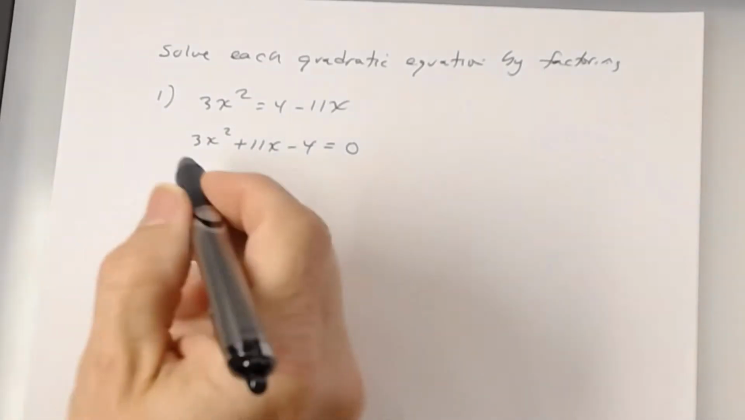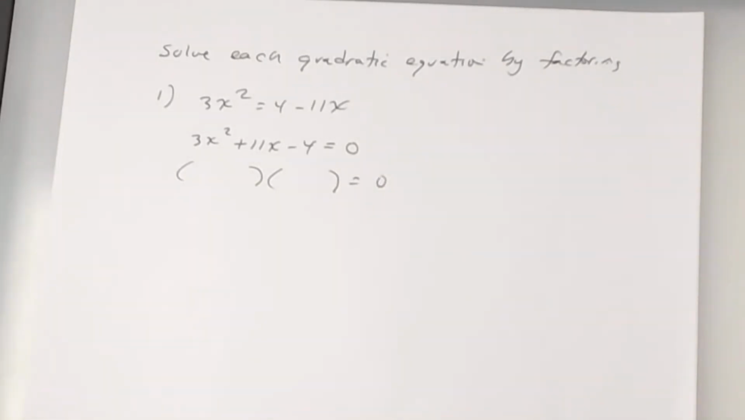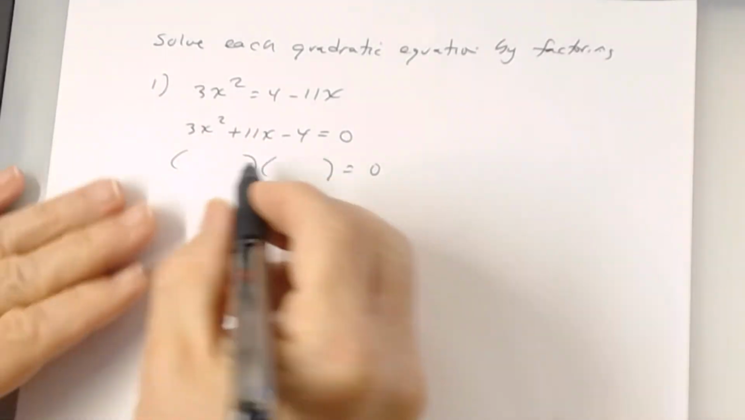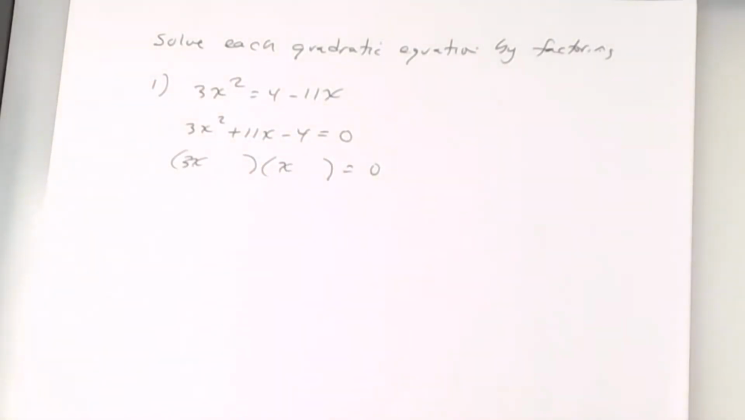So now we're going to go to those 2 binomials. All right, so remember the reverse FOIL. So for 3x squared, what do you want to try? 3x and x. For 4, what do you want to try? 1 and 4. Negative 1. 2 and 2. What do you want to do first? What do you think works?